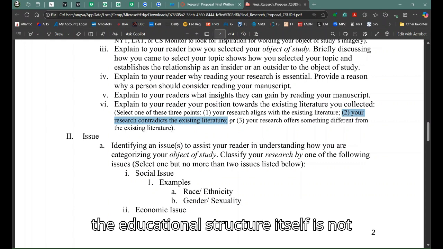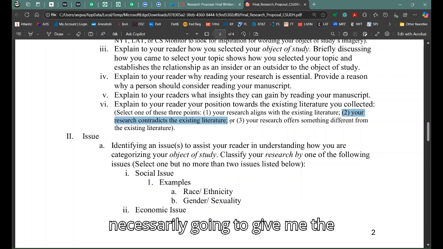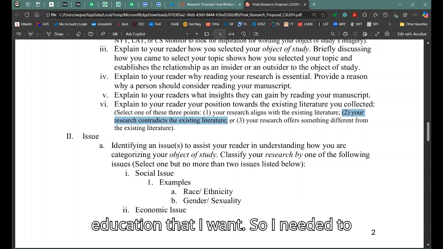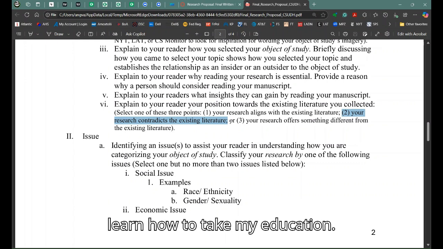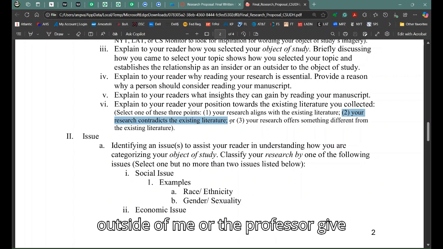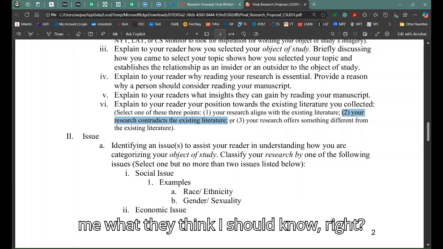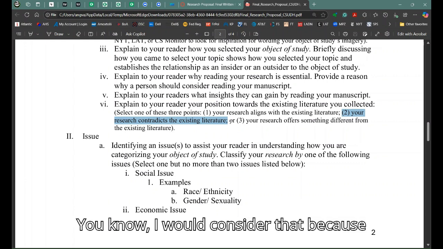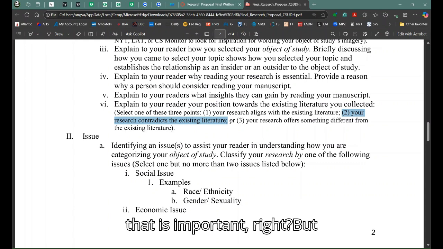Right. And then that's when I developed a critical perspective on my education, realizing that the educational structure itself is not necessarily going to give me the education that I want. So I needed to learn how to take my education for myself and not have some person outside of me, or the professor, give me what they think I should know. Right. I would consider that important.